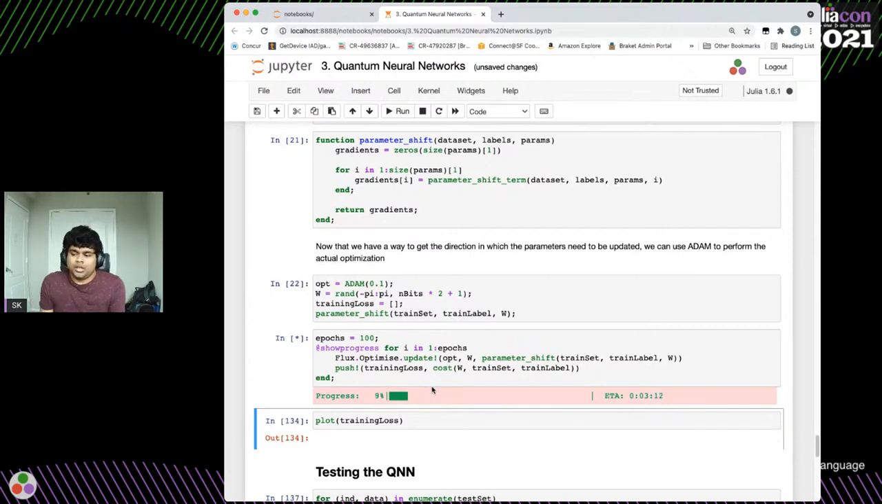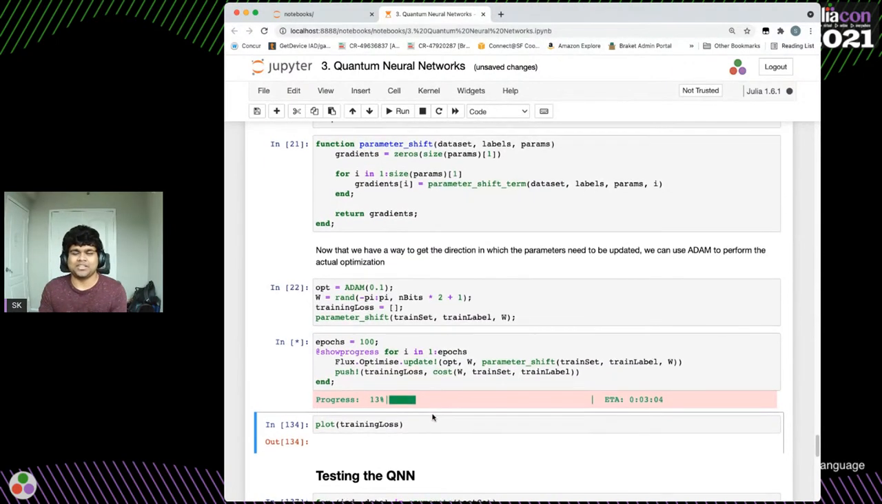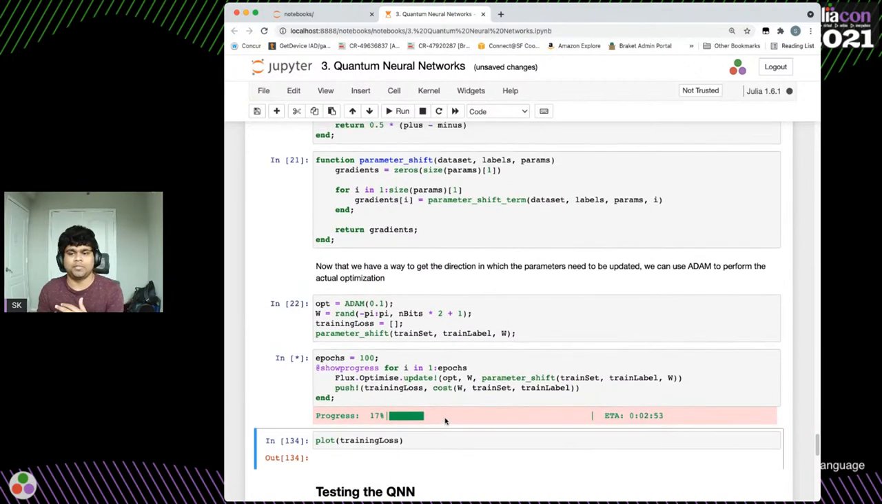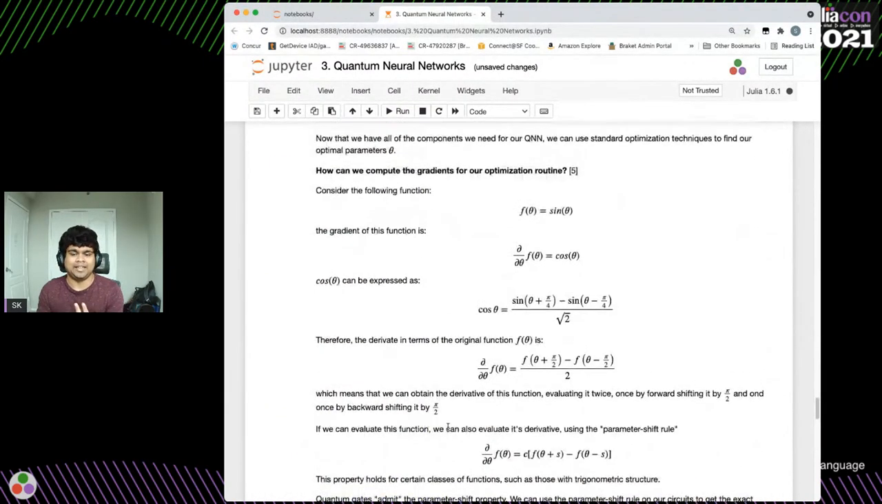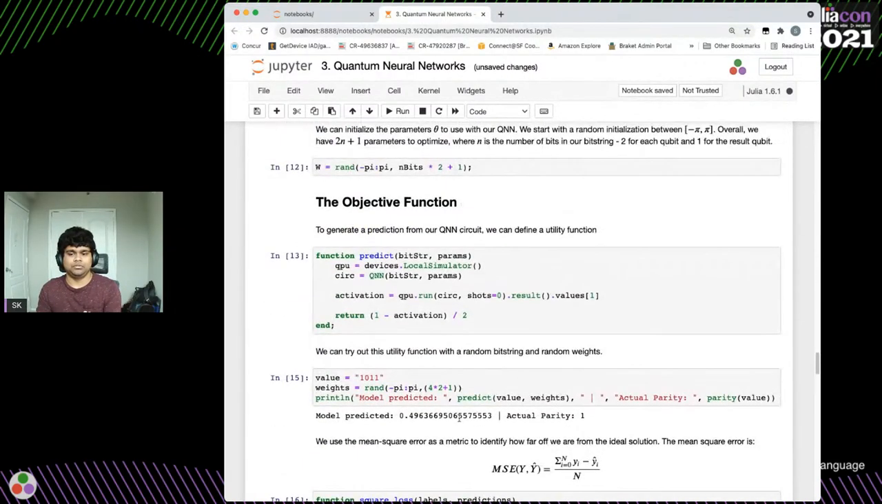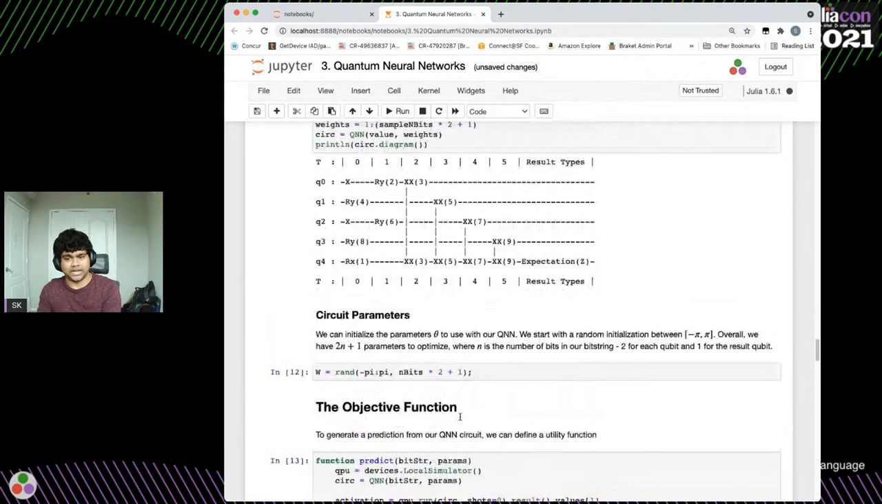So here's some things to think about while we wait for our model to train. Why is this something that we can't use for something like images? The bottleneck is sort of in the embedding itself. How do you transform this classical data into quantum data?